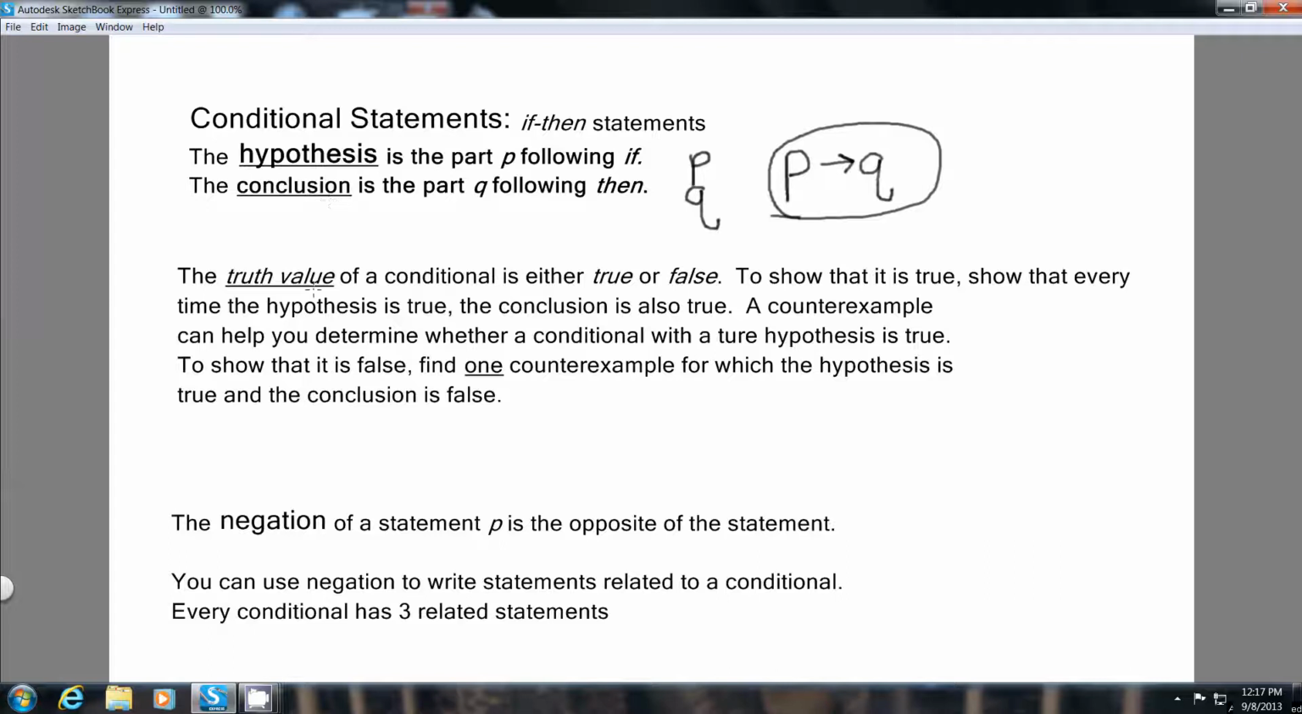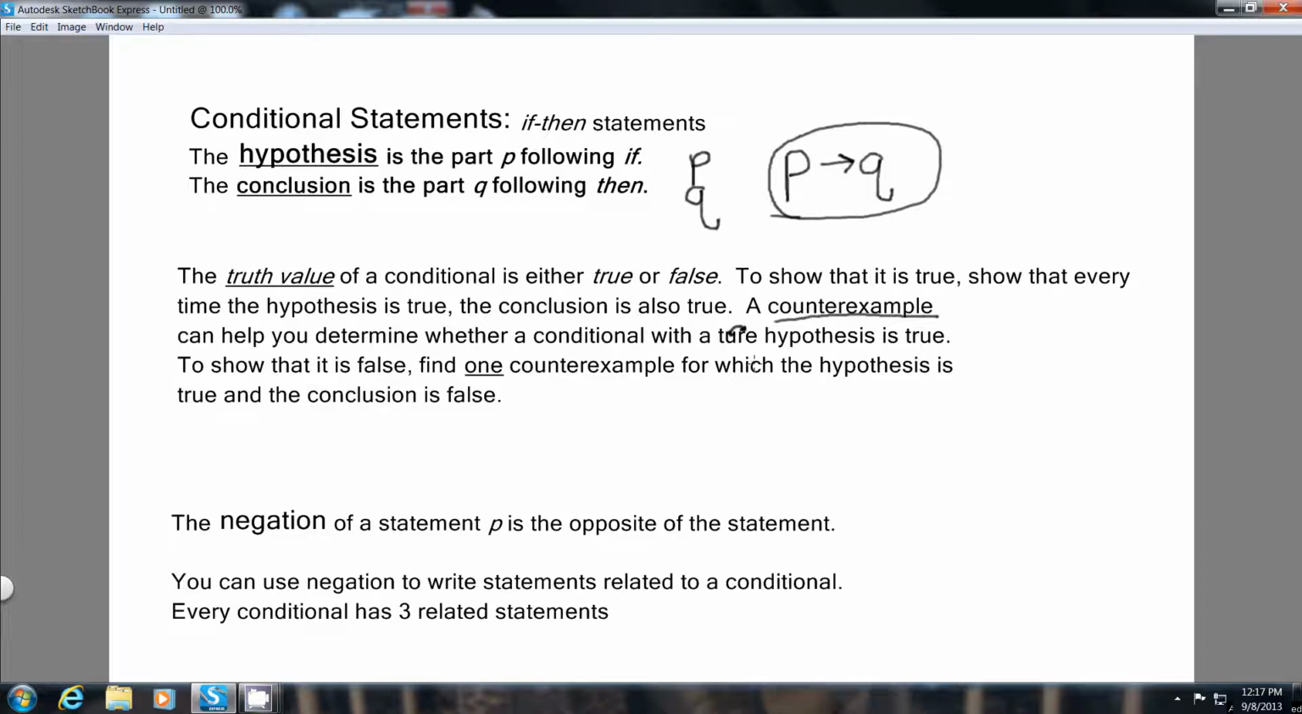Now, the truth value of a conditional is either true or false. To show that it's true, you want to show that every time the hypothesis is true, the conclusion is also true. A counterexample can help you determine whether a conditional with a true hypothesis is true.